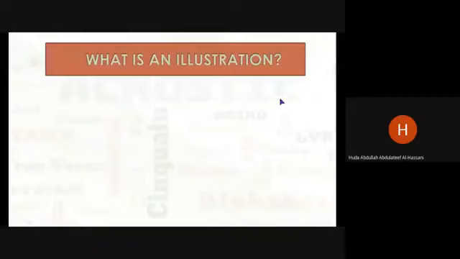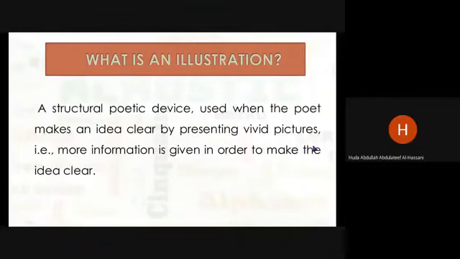Moving on to another important structural poetic device, which is called illustration. So what is an illustration? Well, an illustration is a structural poetic device used when the poet makes an idea clear by presenting vivid pictures, that is to say, by giving more information in order to make the idea clear.